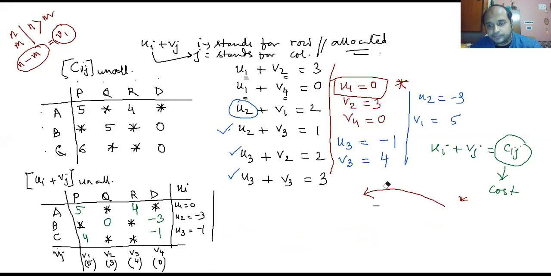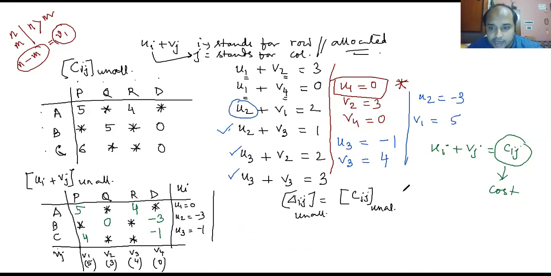Ultimately, we have to calculate this matrix delta ij. So the definition is delta ij unallocated is you subtract ui plus vj unallocated from cij unallocated. You have to subtract this matrix from this one. So we are going to write p, q, r, d and a, b, c.